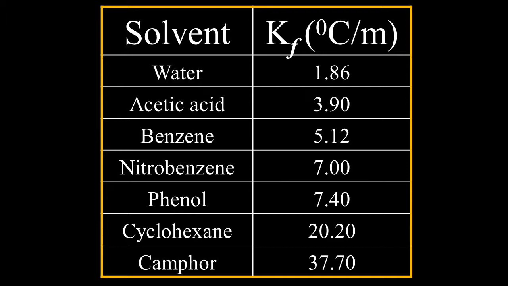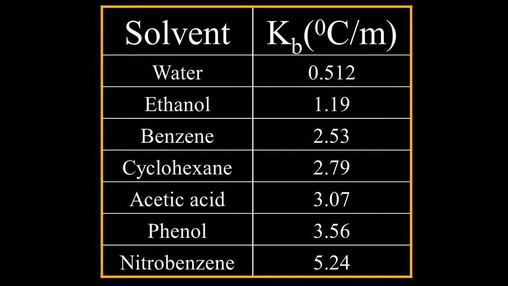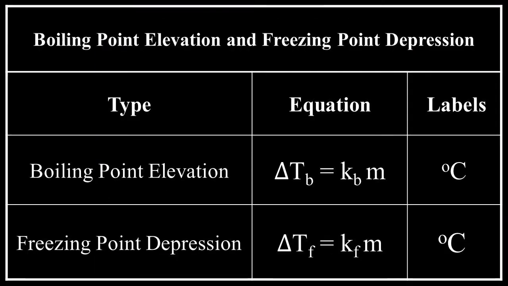Here are some constants for freezing point depression. Water is 1.86, you'll see that a lot. Benzene is 2.53, etc. Here are the boiling point elevation constants. Water is 0.512, benzene is 2.53, acetic acid is 3.07, and you'll see those a lot.